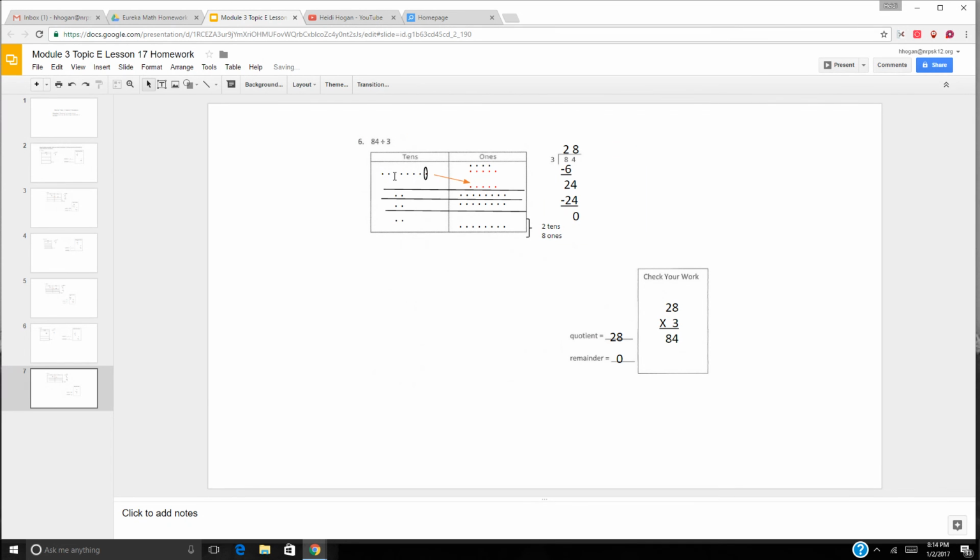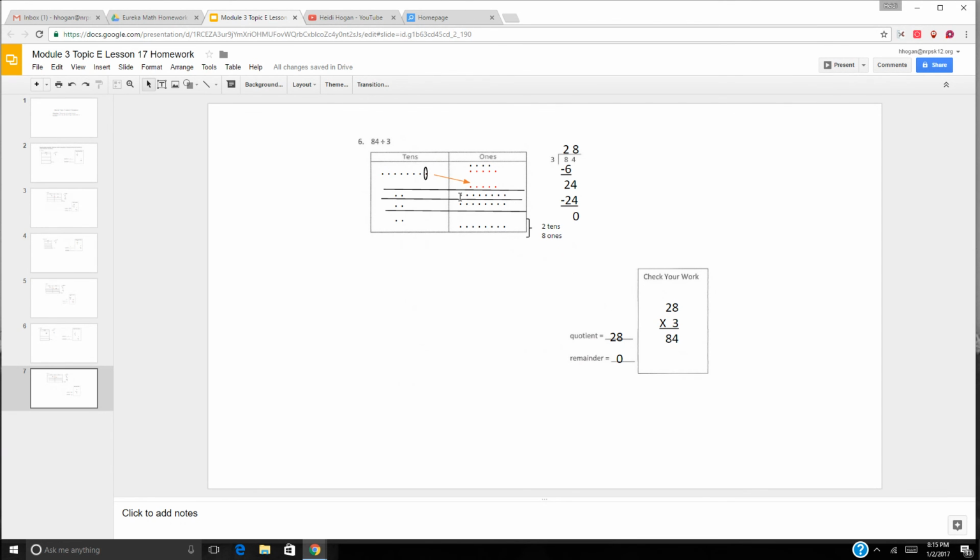Okay, so 84. Okay, we're dividing it into 3. So 1, 2, 3, 4, 5, 6. We're left with 2 remaining. So it would be 24. I didn't make enough dots here. So 1, 2, 3, 4, 5, 6, 7, 8, 9, 10, 11, 12, 13, 14, 15, 16, 17, 18, 19, 20, 21, 22, 23, 24.